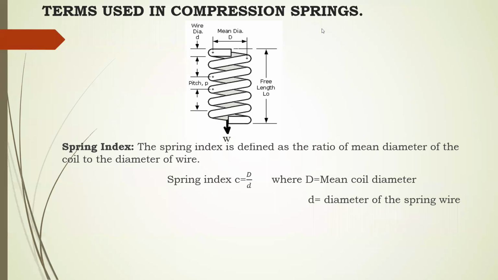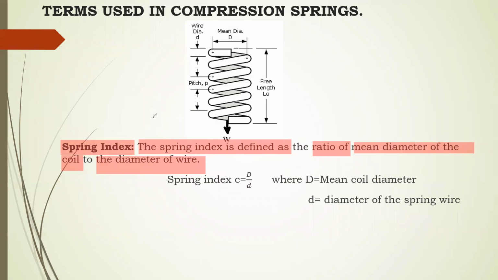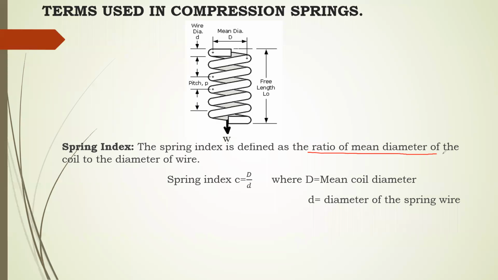Now we have one more definition, called spring index. What is spring index? The spring index is defined as the ratio of the mean diameter of the coil to the diameter of the wire. Once again, spring index is the ratio of the mean diameter of the coil to the diameter of the wire.